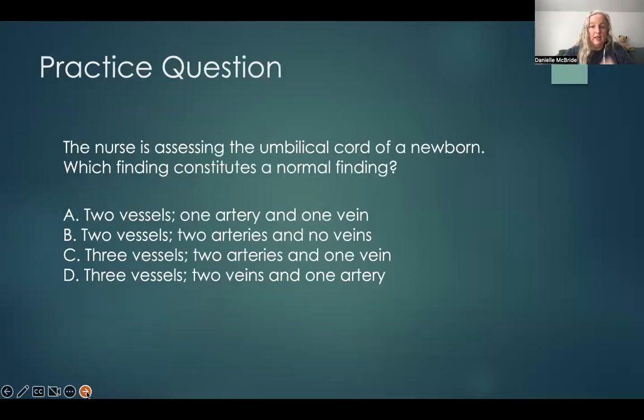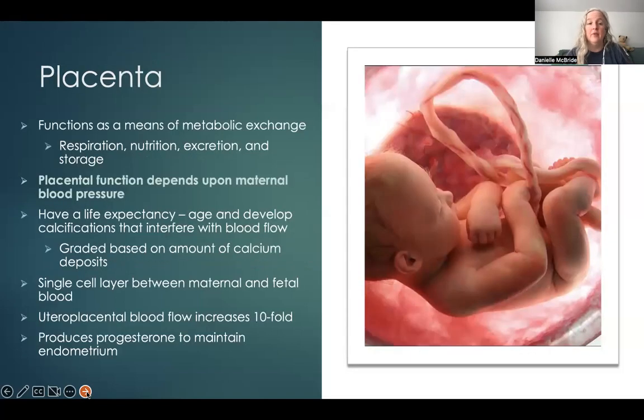So the nurse is assessing the umbilical cord of a newborn. Which finding constitutes a normal finding? All right, so we're going to have three vessels. Remember AVA, artery, vein, artery. Two arteries, one vein. And remember that the vein is where the oxygenated blood's coming from.